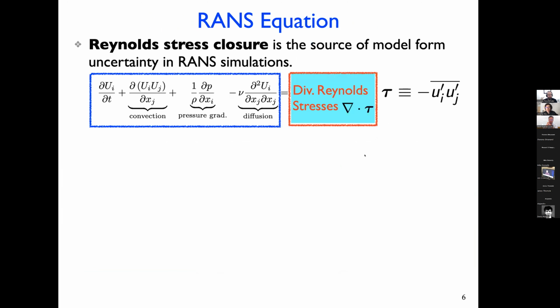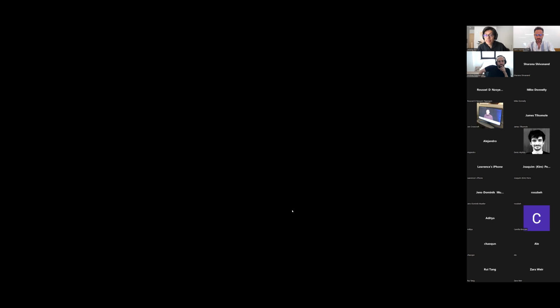So to take a closer look at the RANS modeling, we can see that the RANS equation is presented in this slide, and the only unknown term is at velocity field.